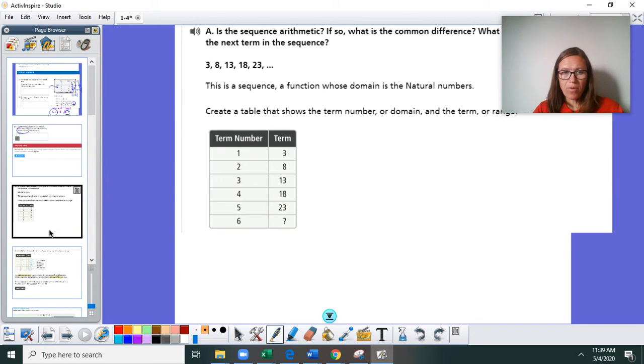Into example 1, you're looking at the sequence, and when we're talking about natural numbers, we've talked about number sets in the past where we have like our counting numbers. Those are our natural numbers. And then we have whole numbers and integers and beyond that. So first thing is to create a table, and they've done that for you.